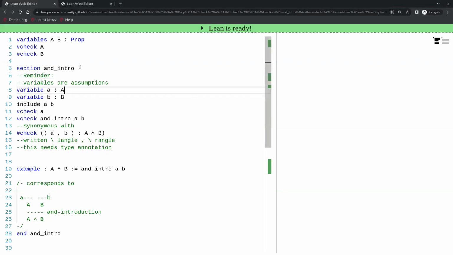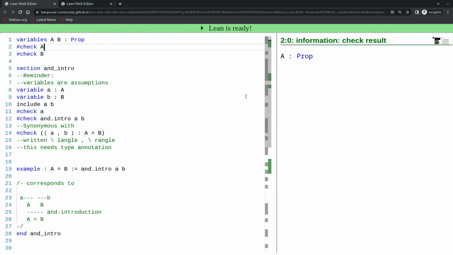In this video, we will study conjunction, that means "and", in propositional logic, and how to deal with it in the Lean proof assistant. We start by assuming that A and B are propositions. So let's make sure we haven't made a mistake. A is a proposition here, and B is also a proposition.